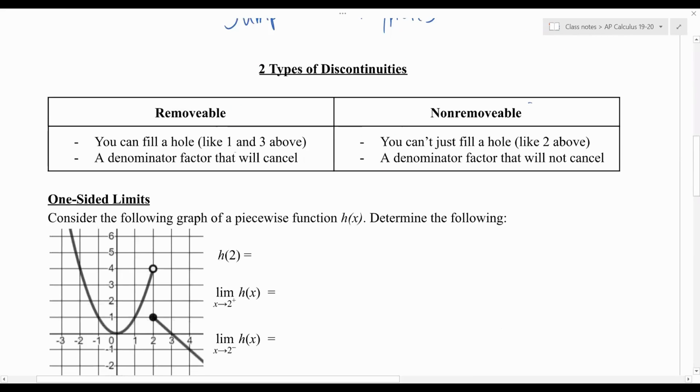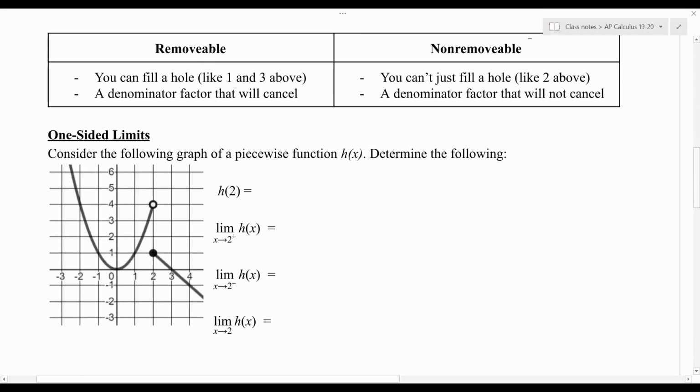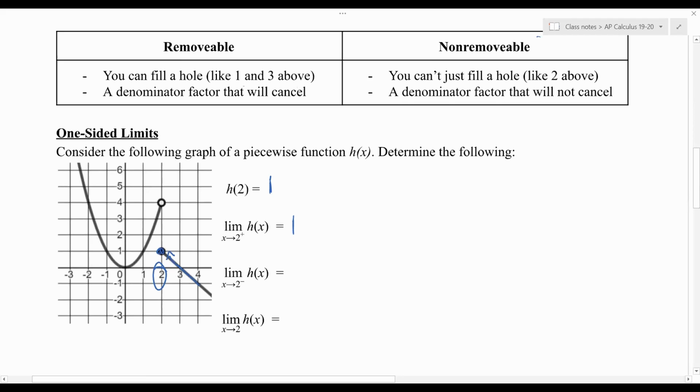So let's just quickly review our one-sided limits and each part that we will need for this definition. So here's our function h of x. We want to find h of 2. So our function here is equal to 1. And the limit as x approaches 2 from the right is equal to 1. So far, we look like we might have a continuous function if you only look at this right side.